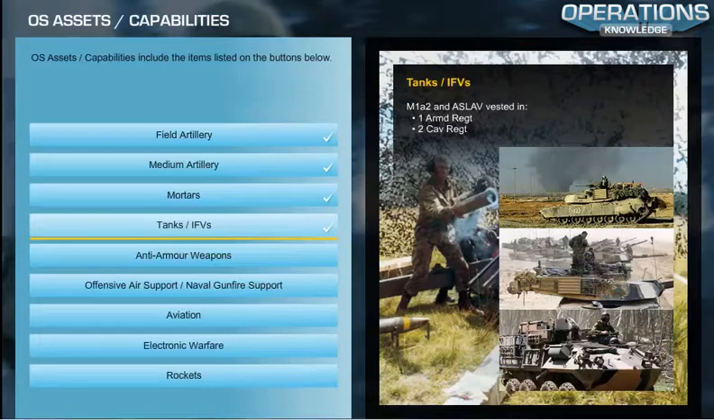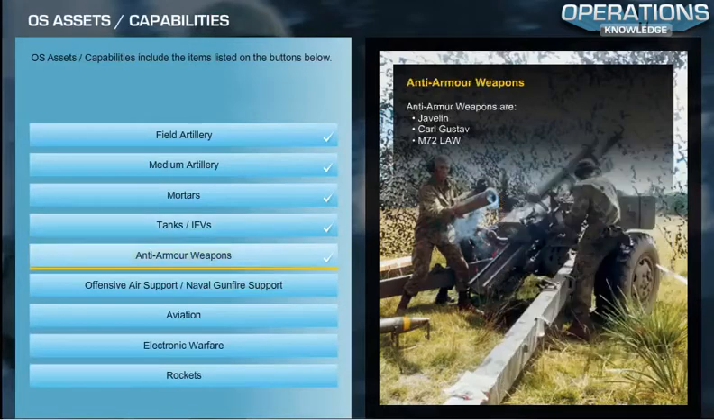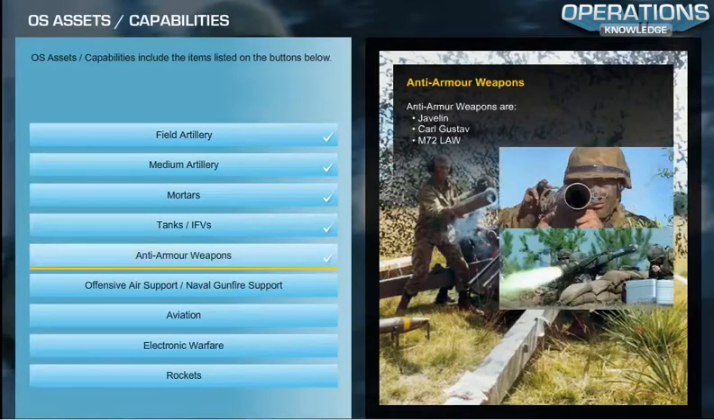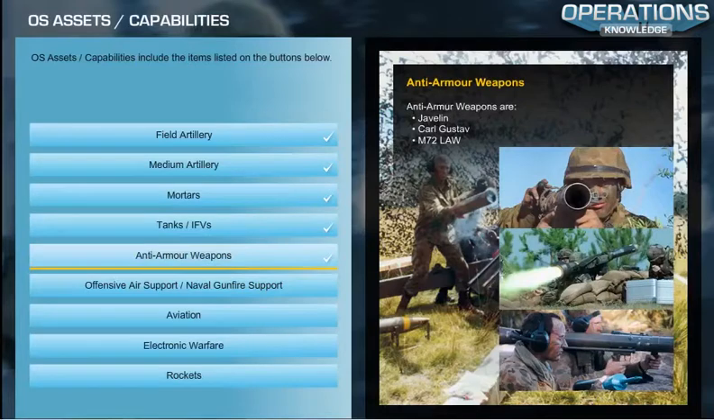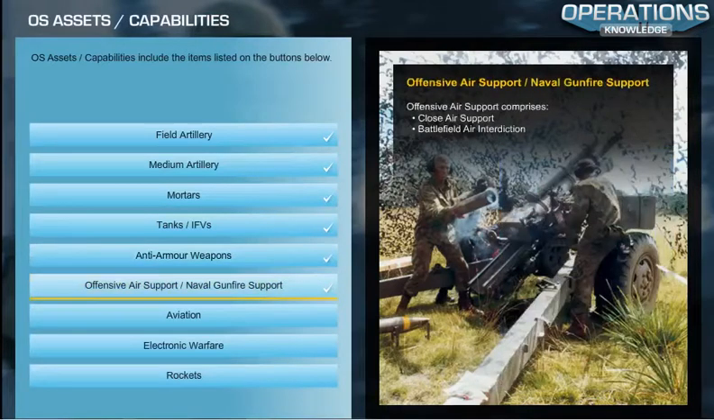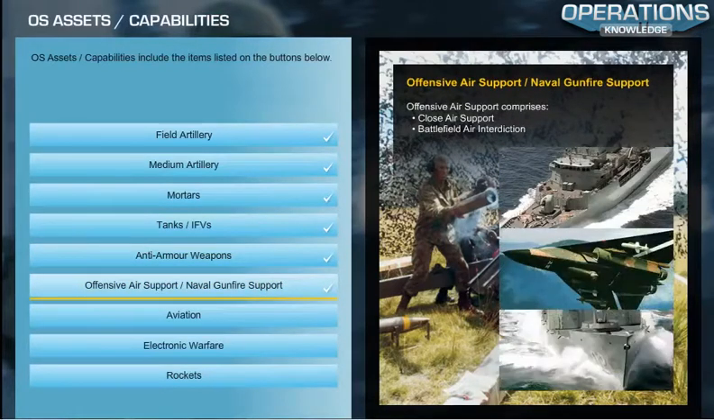They are considered to be OS assets when they are utilised in a fire support role. Anti-armour weapons that are used by the Anzac Division include the Javelin, Carl Gustaf and the M72 LAW. They are considered to be OS assets when they are utilised in a fire support role. Naval gunfire and offensive air support are utilised by the Anzac Division.